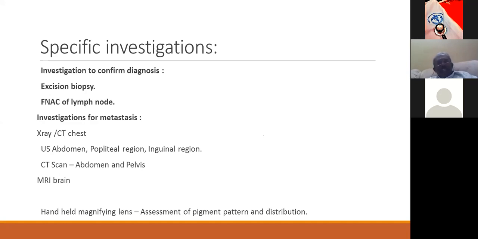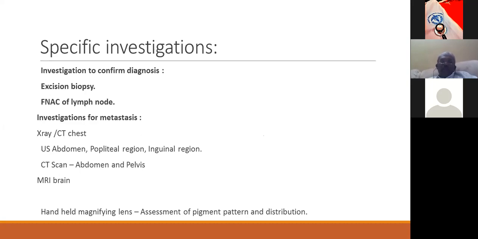But what you say is perfectly fine. If you can tell 1 millimeter as a limiting factor, it is perfectly fine. And if you have variable thickness lesions, you have to take the maximal thickness, and whichever point is the thickest should be taken as the T status. So that is about the measurement part of it.